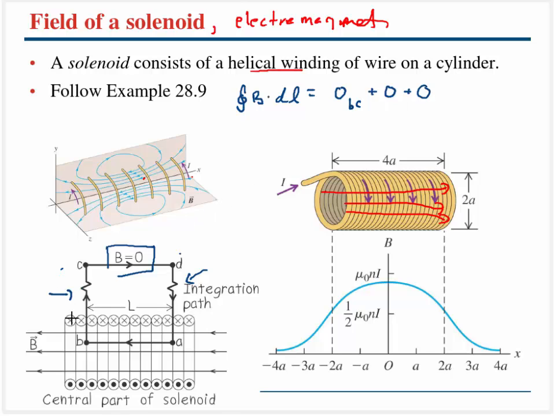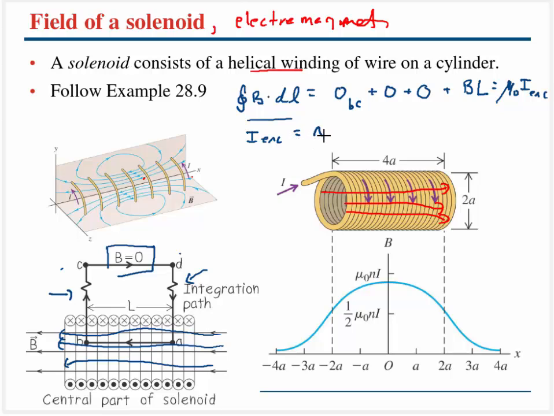Why is it 0 along BC and DA? Well, the magnetic field inside of the solenoid is pointing in that direction from the right hand rule, which is perpendicular to BC and DA. So the integral of B dotted with something perpendicular to it is going to be 0. What we're left with is the magnetic field multiplied by the length of the solenoid, and that is equal to mu naught multiplied by I enclosed. How much current is enclosed? I enclosed is equal to the number of coils, 1, 2, 3, 4, 5, 6, 7, 8, multiplied by the current carried in each coil.